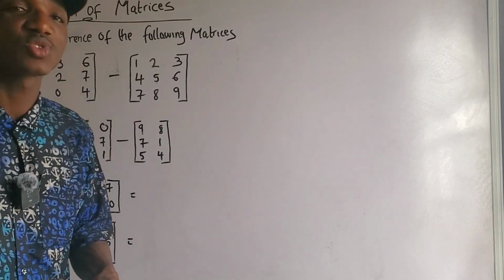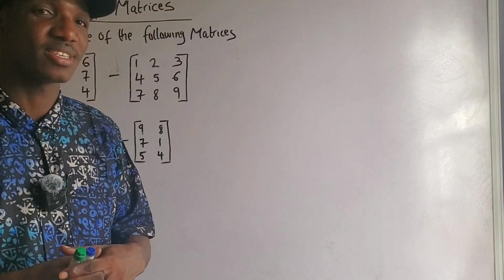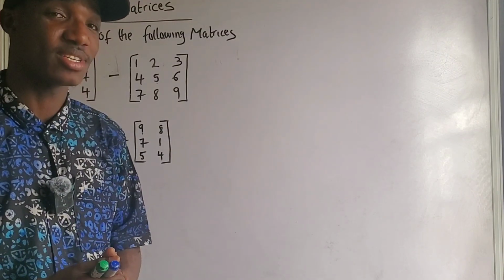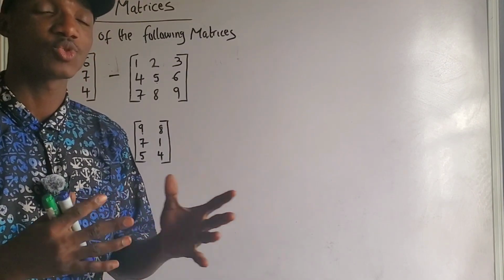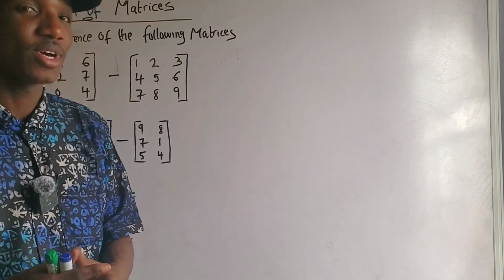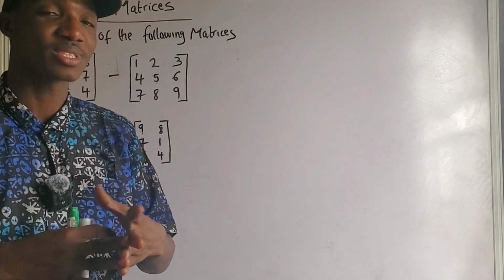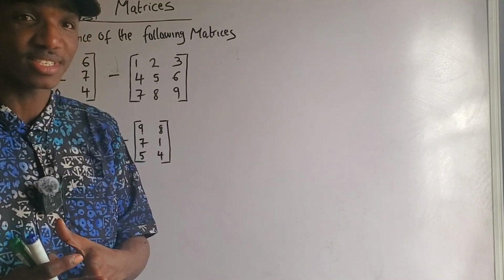Before you can take the difference between two or more matrices, they must have the same order. You understand? Just like the addition. So before you can take the difference between two or more matrices, these matrices must have the same order. Are you getting it? So you can see that it is very important that you understand what is meant by order of a matrix. Are you getting it?